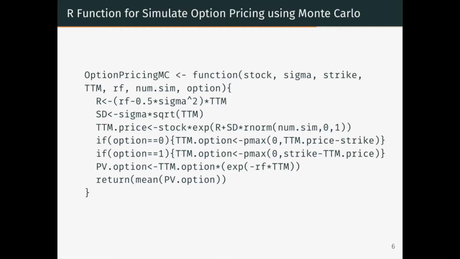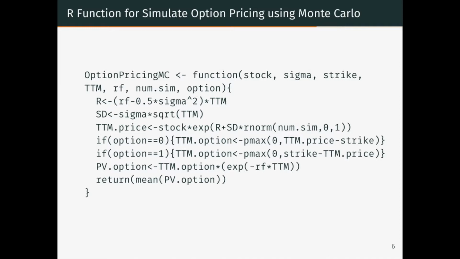which means initial stock price, sigma, which is the annualized standard deviation of daily return, strike, which is our target price for a call or put option, TTM, which means time to maturity, RF, which is the annualized risk-free rate, num.sim, which is the number of simulations we generated, and option equal to 0 for a call option, or 1 for a put option. Also, we consider the discount of the price to the present, which is PV.option, inside our R function.